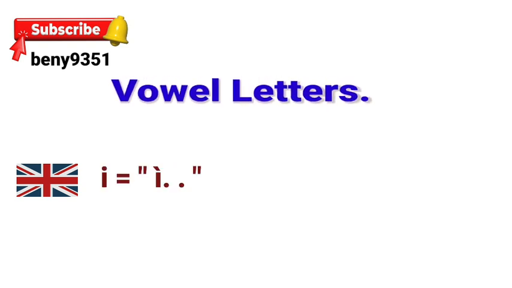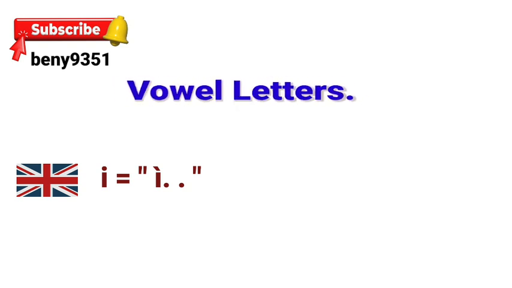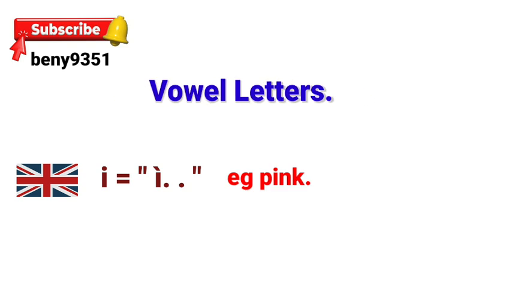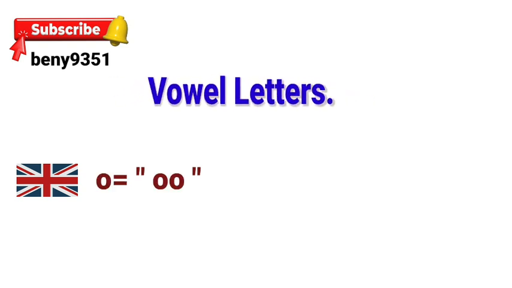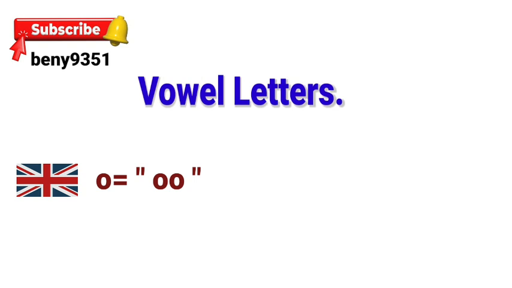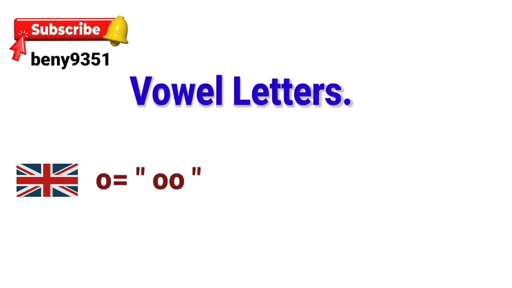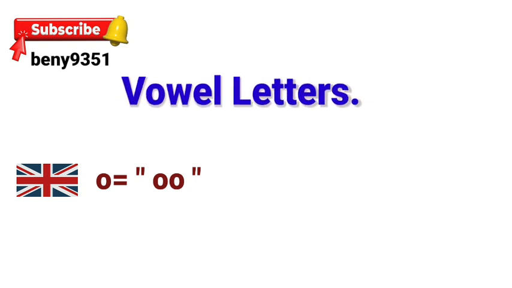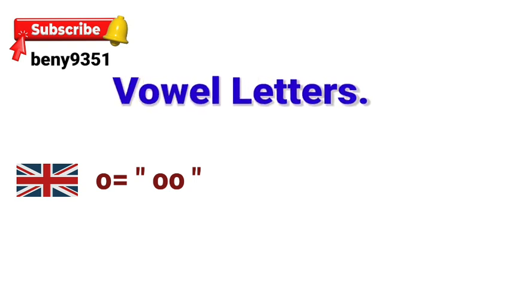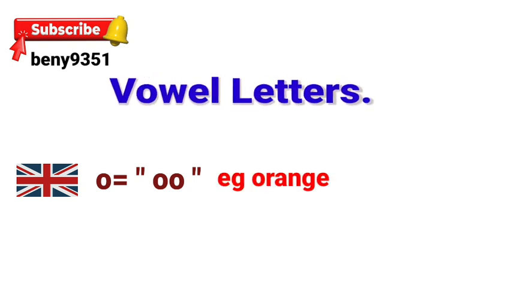I makes sound Ye. So I is pronounced as Ye according to vowel letters. For example, pink. O makes sound O. So O is pronounced as O according to vowel letters. An example, orange.